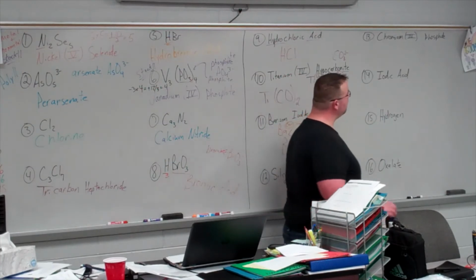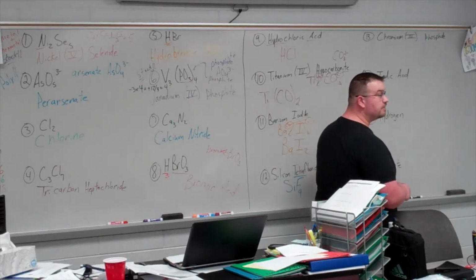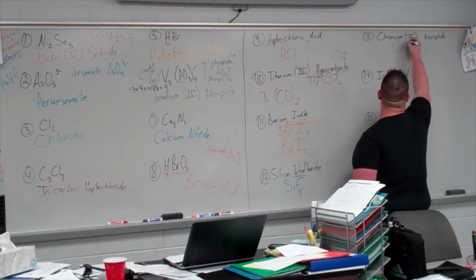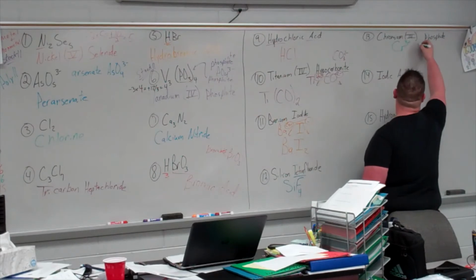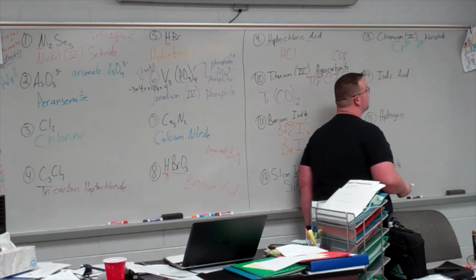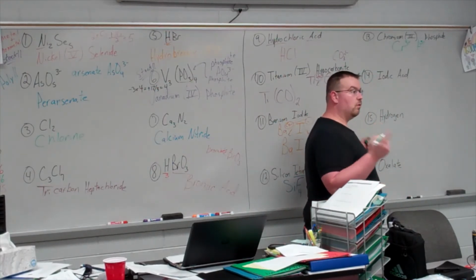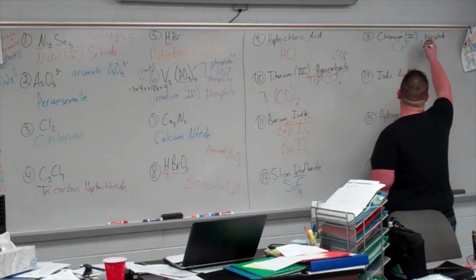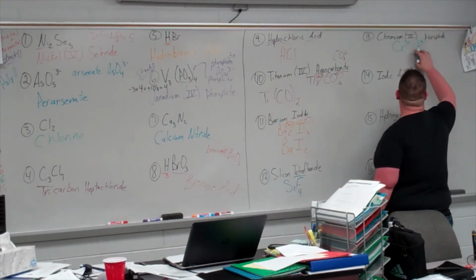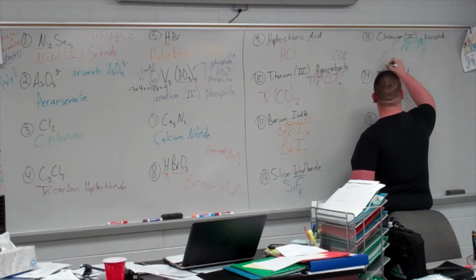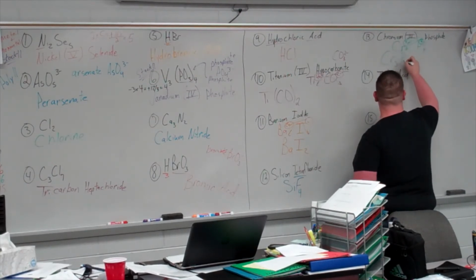Chromium 3 phosphide. That gives you the charge. Chromium, Cr, charge 3 plus. Phosphide, P, 3 negative. Now, what do we do with the charges? Cross. So I get Cr3P3. Am I done?